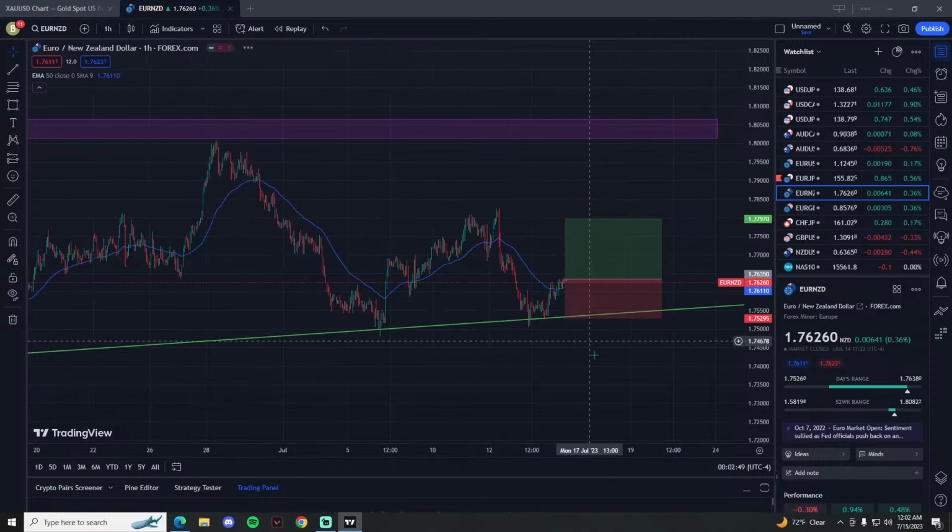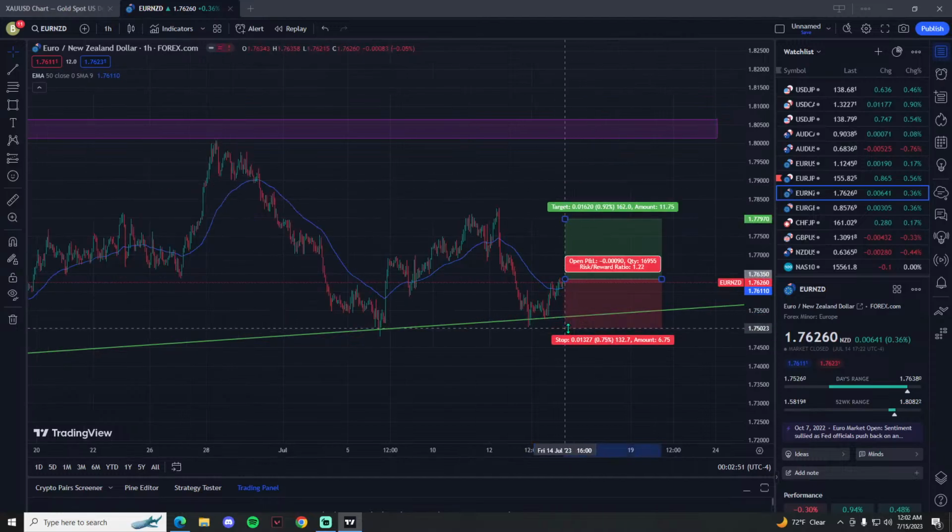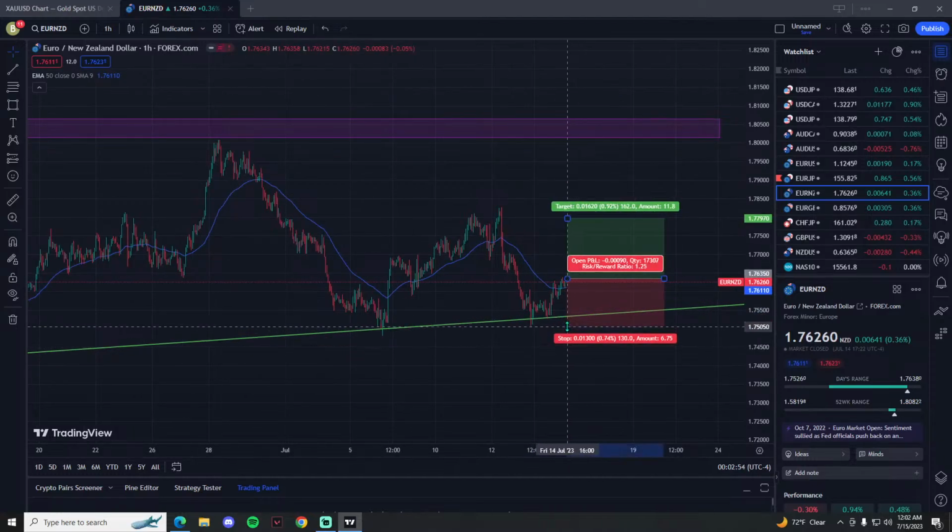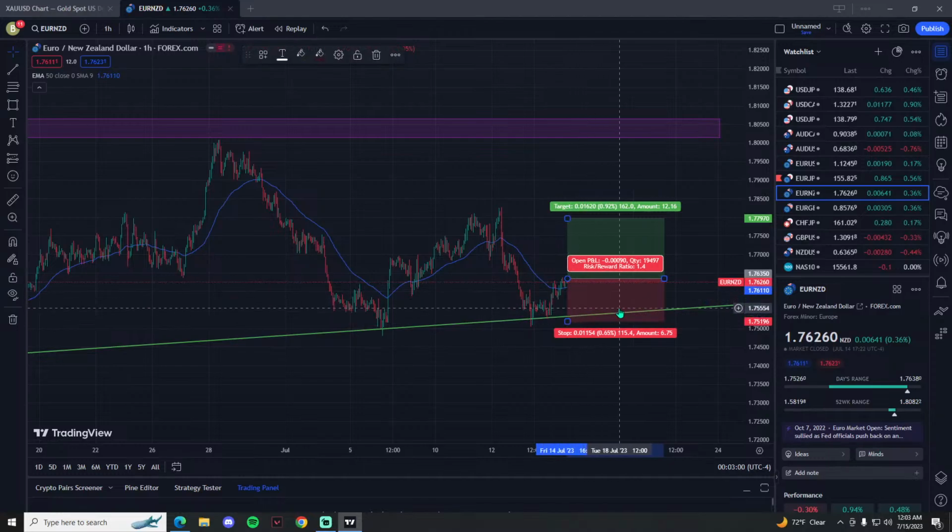Right there. It is now in an uptrend. Stop loss right there. Actually, no. I'll put my stop loss right here because it will most likely retest. If it does, it'll retest this resistance line, this trend line, and we'll get our cash.